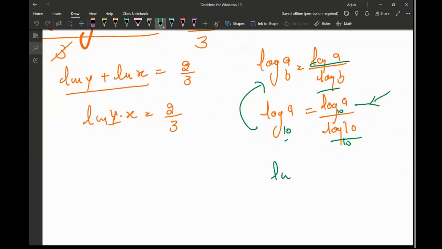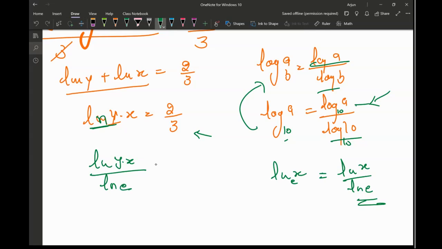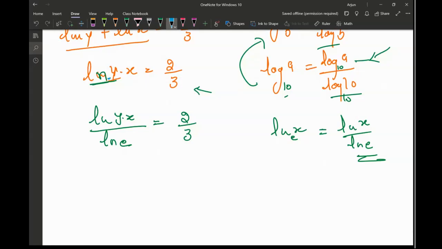The same process I can do with ln: if there is ln x and the base is e, I can write it as ln of x divided by ln of e. Why am I doing this? Because I want to cancel this ln, so for that I need another ln. So ln of yx, I will write it as ln of e here, equal to 2 upon 3, because if there is nothing in the base, it means there is e. And now I will write ln of yx equal to 2 over 3 ln of e.